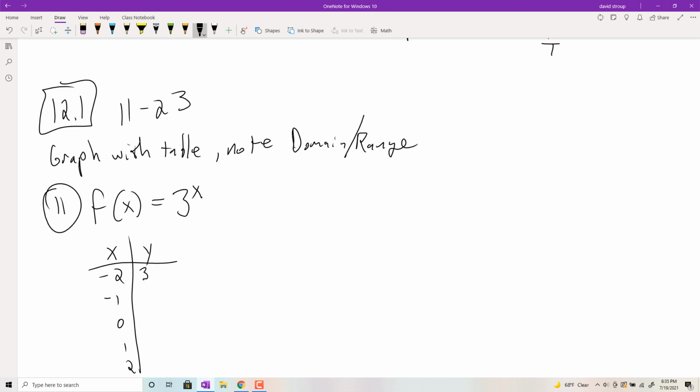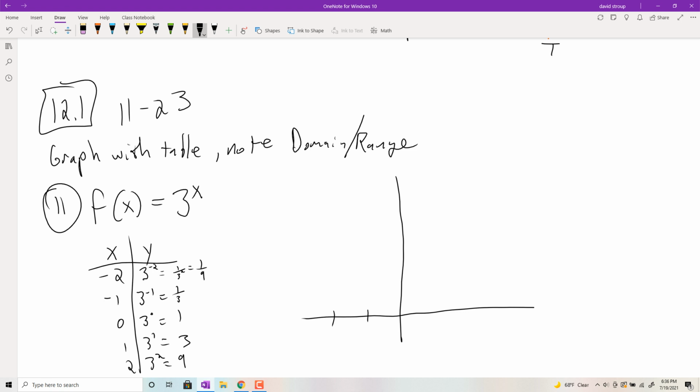Okay, so I get 3 to the -2 is the same as 1 over 3 squared, which is 1/9. 3 to the -1 is 1 over 3 to the 1, which of course is 1 over 3. 3 to the 0 is 1. 3 to the 1 is 3. And then 3 squared is 9. We'll plot them.